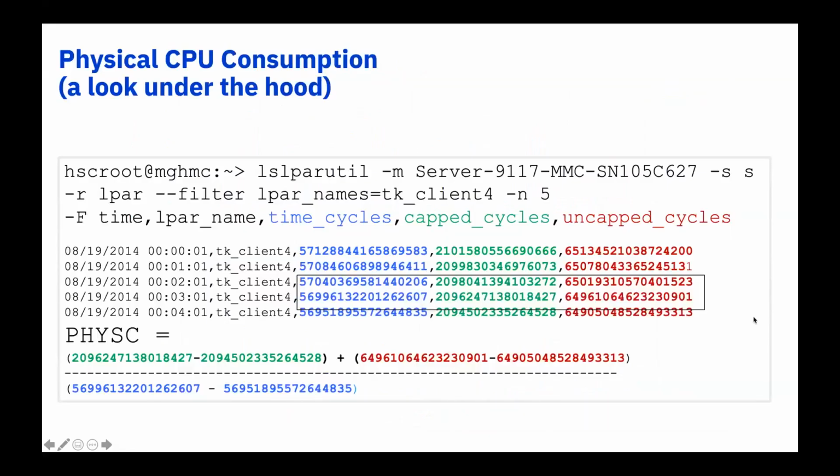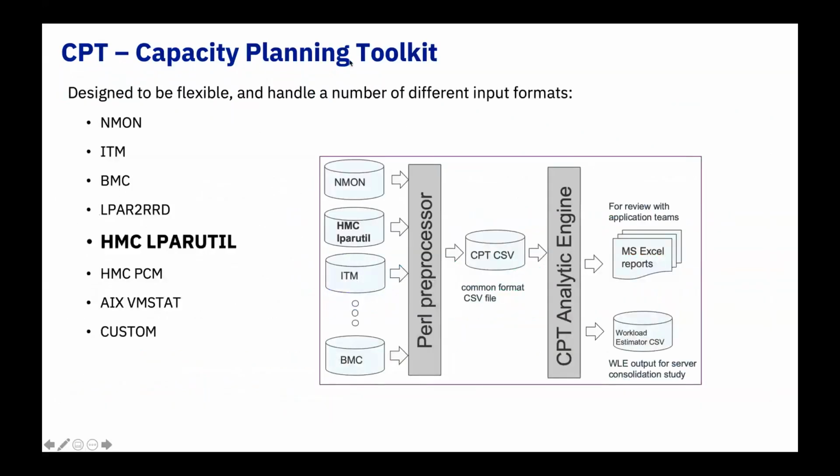How do we do that? We need LPAR util data in general, because in the LPAR util data, we look at individual time cycles, capped cycles, and uncapped cycles, which may not be visible on NMON or other types of information, and we can do fine detailed configurations. The Capacity Planning Toolkit has a Perl preprocessor to digest the initial input, and it generates a comma-separated file format, and then we analyze that data using an analytic engine written in R language, which provides us output files like Excel output reports or HTML files.